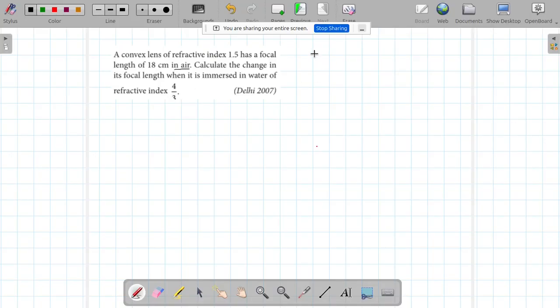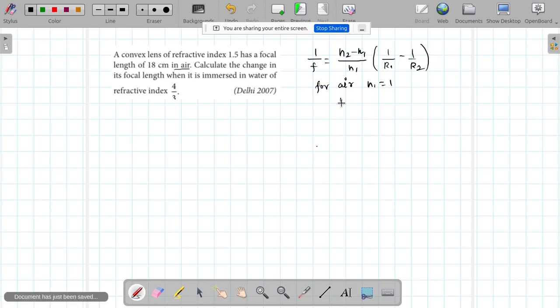Okay, we know for a convex lens, the formula is 1 by f equals (n2 minus n1) divided by n1, times (1 by r1 minus 1 by r2). For air, n1 equals 1. For the air-filled region, n2, here it is 1.5. They have given f in air equals 18 centimeter.